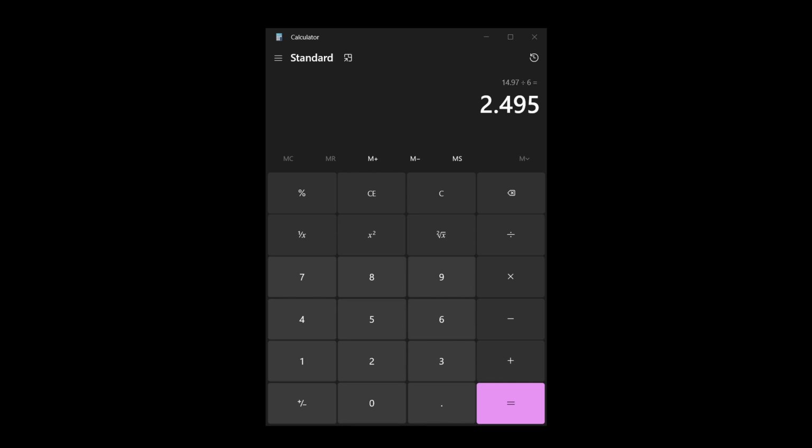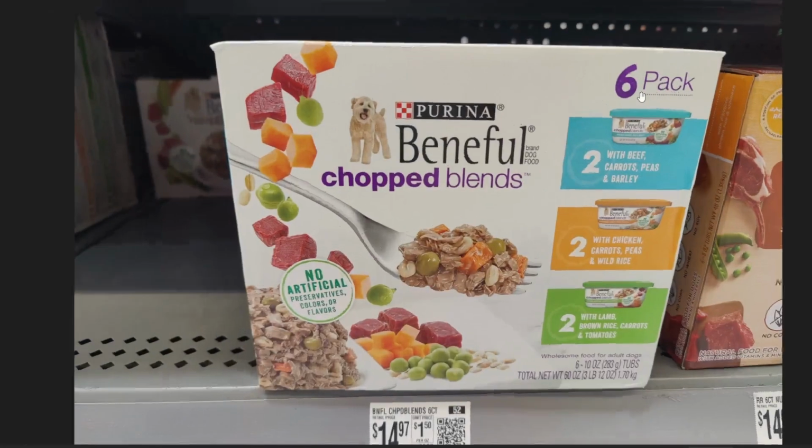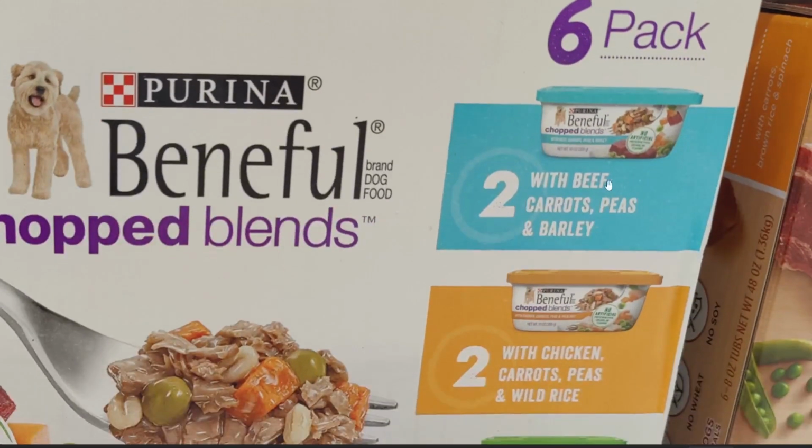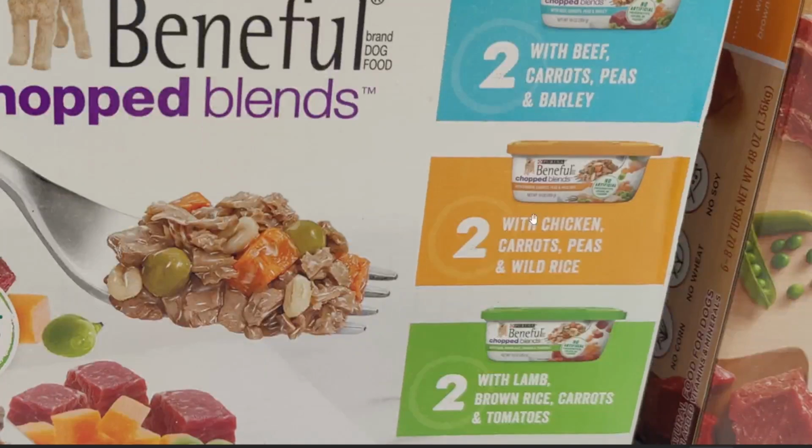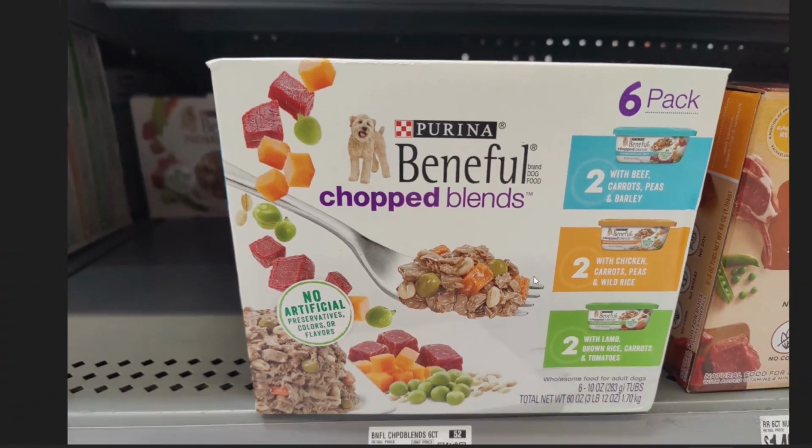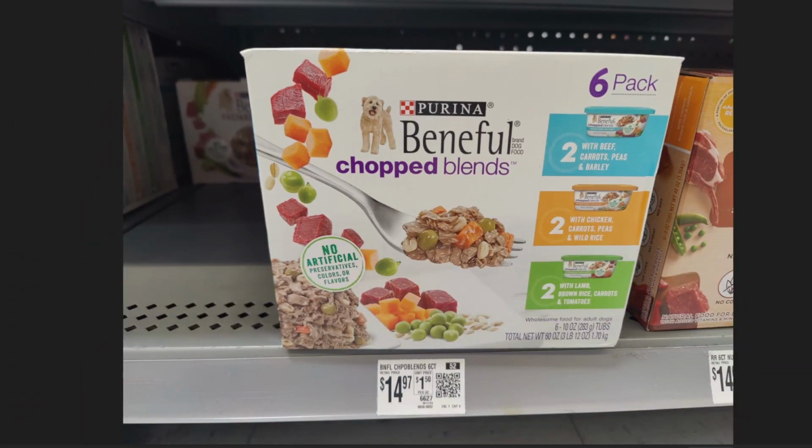Let's be accurate. Let's write down 2.495. That is exactly the unit price per pack in these 6-packs. You get 2 of these beef, carrots and so on, 2 chicken, 2 lamb. So each of those packs is going to cost you about $2.49.